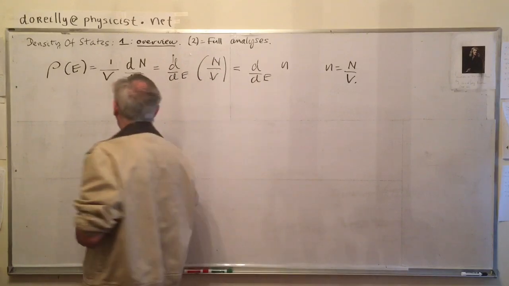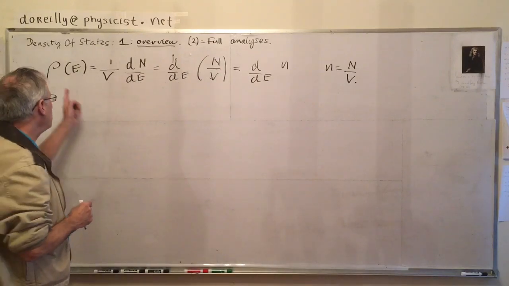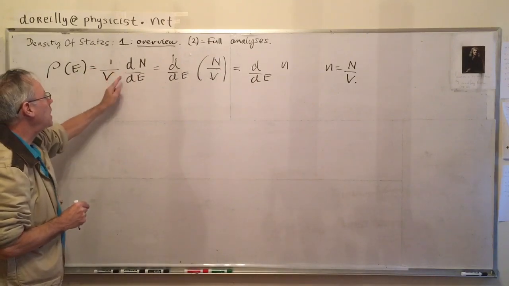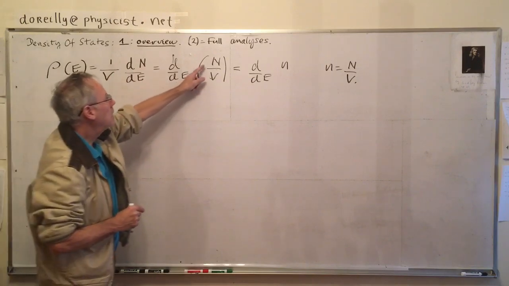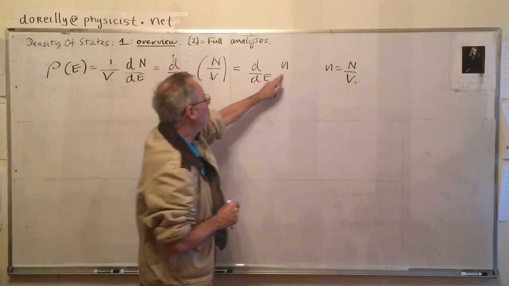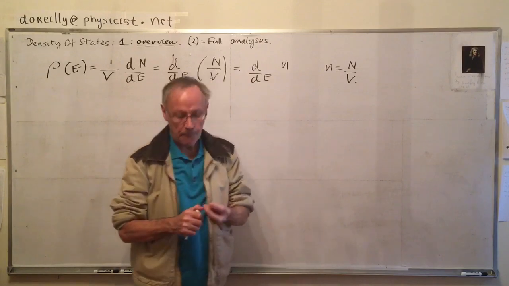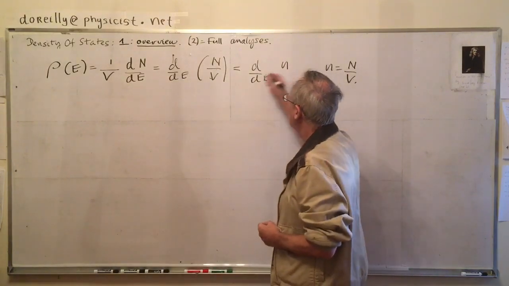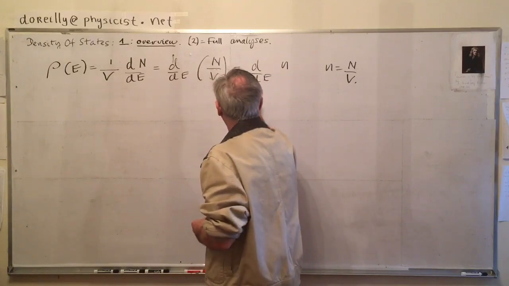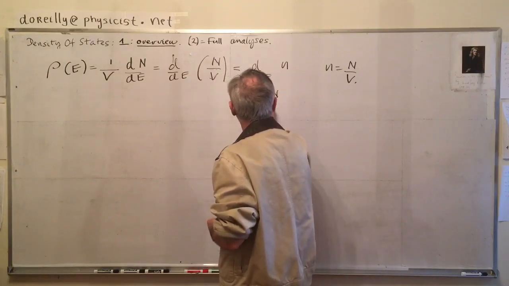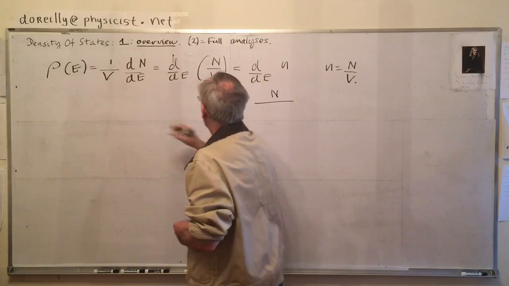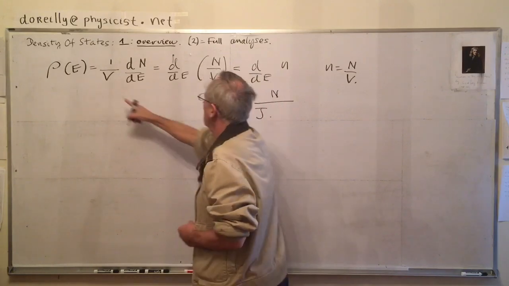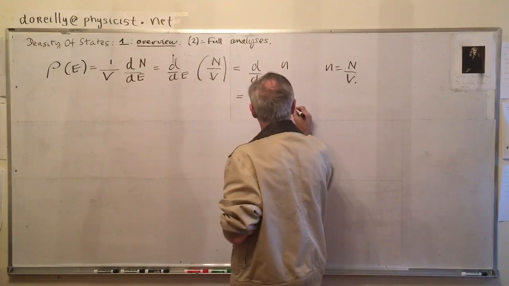Now, let's define the density of states mathematically. First, rho of E is 1 over V times dN by dE, where N is the number of states, per unit volume, which is the number density of states. Now, what are the units? Let's look. The number of states per unit volume is just a number, over joules per meter cubed.